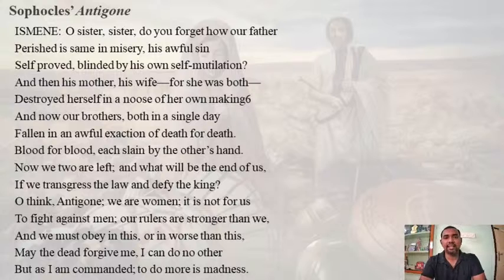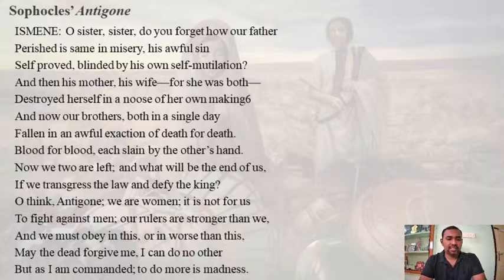So, what is his awful sin? The sin that Oedipus committed is killing his own father and marrying his own mother. That is the awful sin that Ismene is referring to. Self-proved, and it's because Oedipus went after the reasons for the plague that was spreading across Thebes that he came to the recognition that it's he who caused the plague, the contagious disease that was spreading throughout his city, and that's because he killed his father and married his mother. So it was something which was self-proved and blinded by his own self-mutilation. And as a punishment, he blinded himself. He self-mutilated. And then his mother, his wife, for she was both, destroyed herself in a noose of her own making. So Jocasta, she committed suicide. She hanged herself because she couldn't bear the fact that her own son killed her husband and later on, unconsciously, married her. So she killed herself.